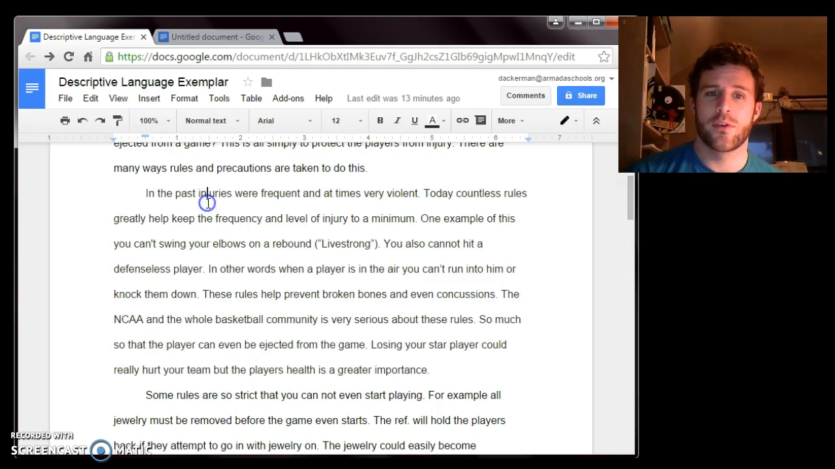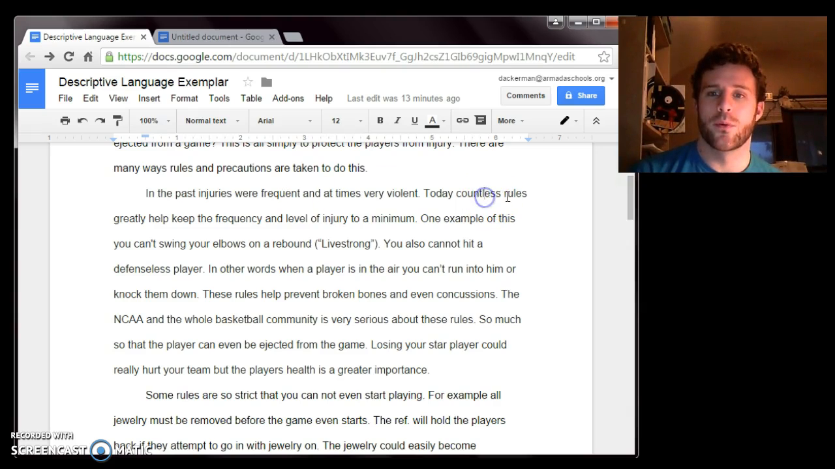In the past, injuries were frequent and at times very violent. So this person could have very easily said, in the past, injuries happened a lot. Okay, but they went beyond, maybe even used the thesaurus to figure out, okay, frequent means the same thing and it sounds more sophisticated. That's something I want to use.